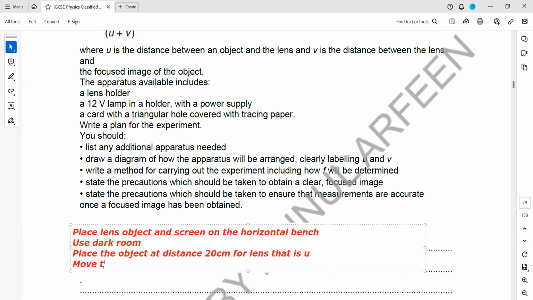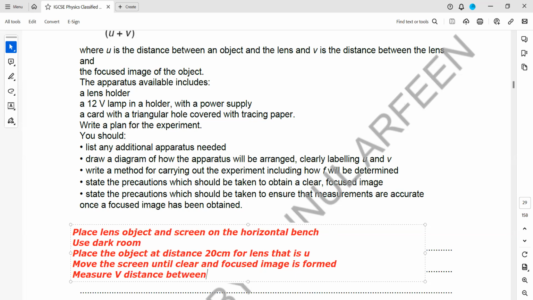Then move the screen until a clear, focused image is formed. Then we will measure V, the distance between the lens and the screen. After measuring the distance, we'll repeat with five different values of U.